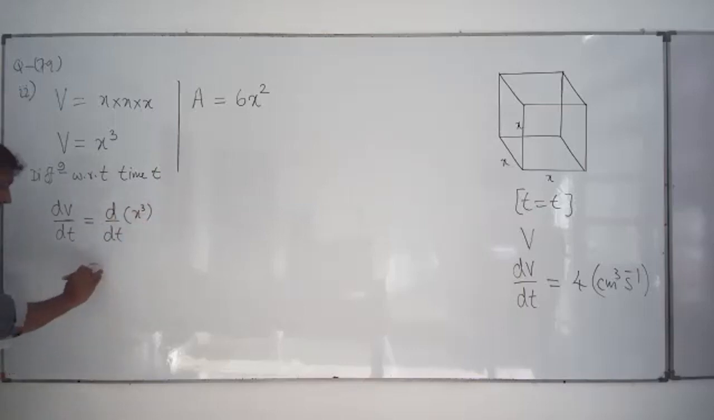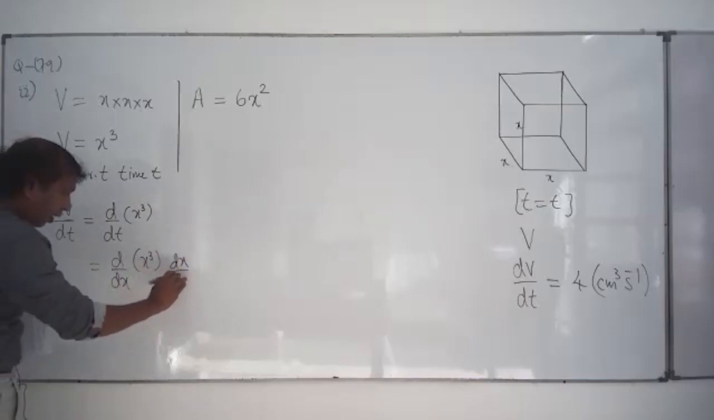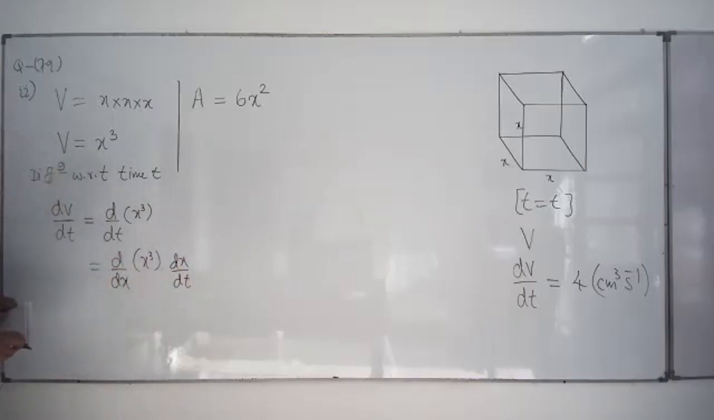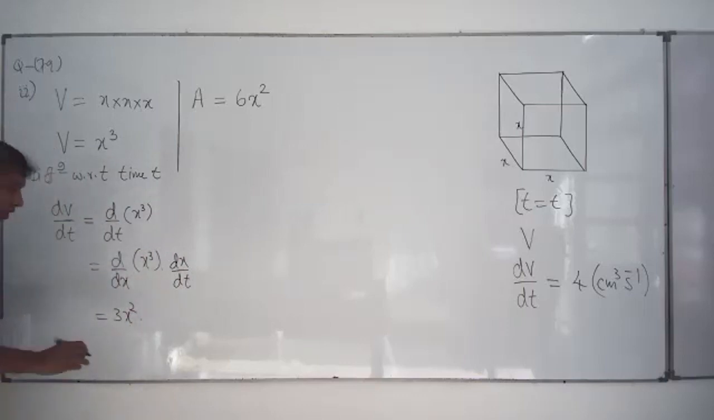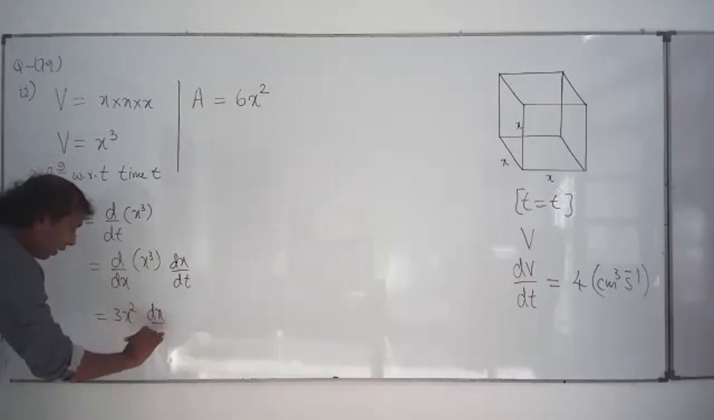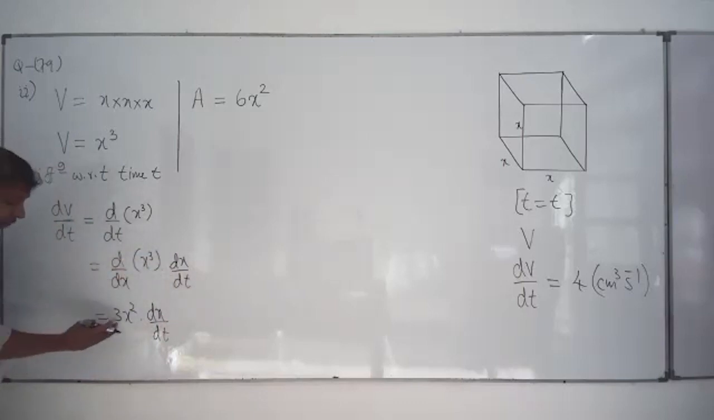People, in the earlier case, how did we differentiate this? We used the chain rule, no? Write dx and multiply by dx by dt like this. Then here what do you get? Differentiating this x cube with respect to x is 3x squared into dx by dt. People, if we take the answer directly, no need to write this one. I'll explain the way of getting this answer.